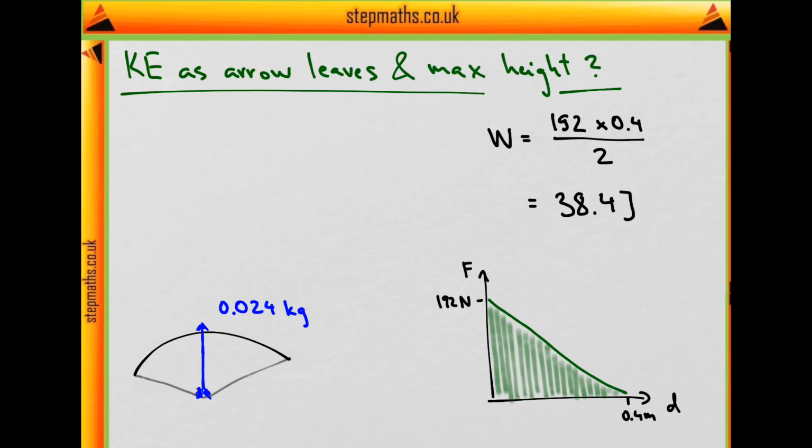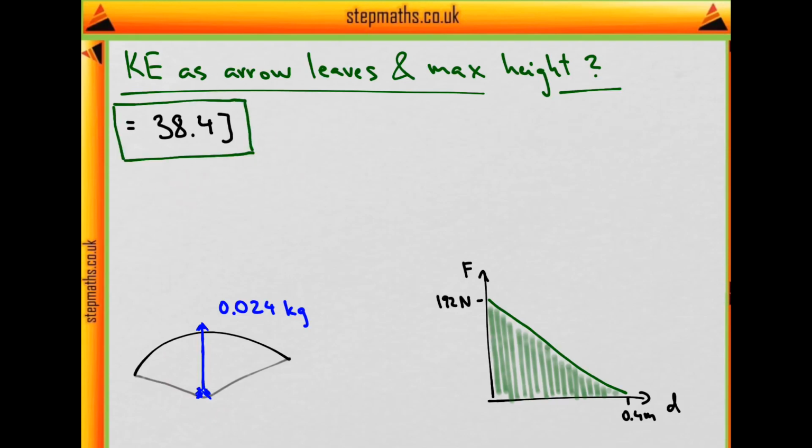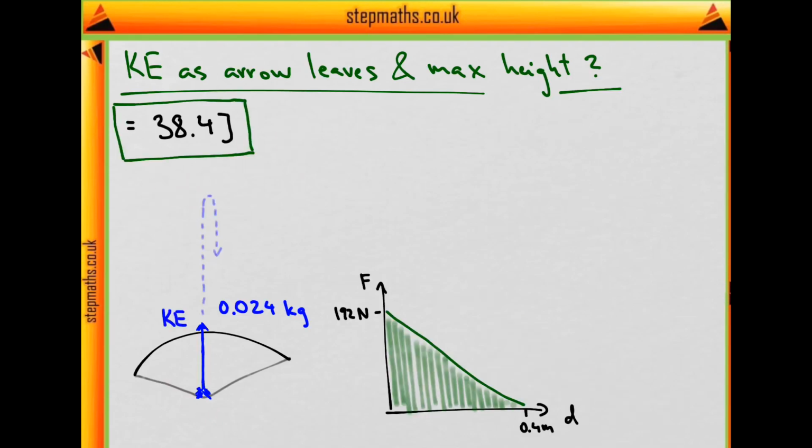That's the work done by the bowstring, but it also must be the kinetic energy of the arrow because no energy is lost anywhere in this ideal case. So all the energy which the bow gives, the arrow will take. So that's the first part done. Let's now focus on the second part.